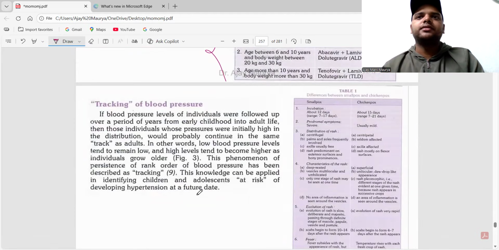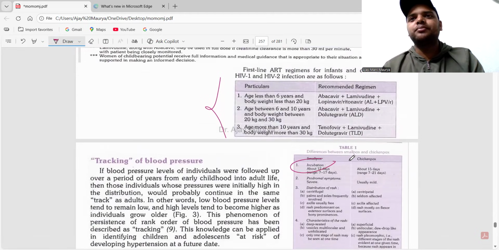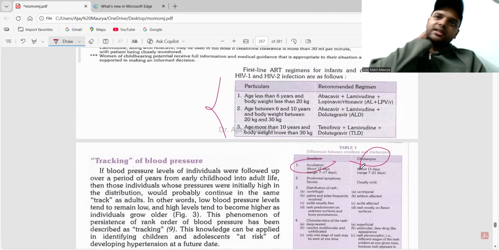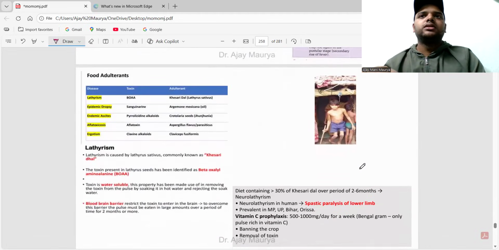I told you already about this one. I think everyone knows about this one, smallpox and chicken pox. I discussed this already in our vaccination chapter. Okay?